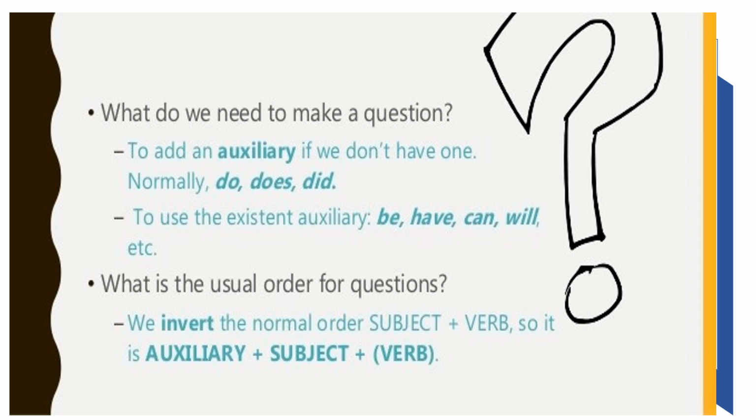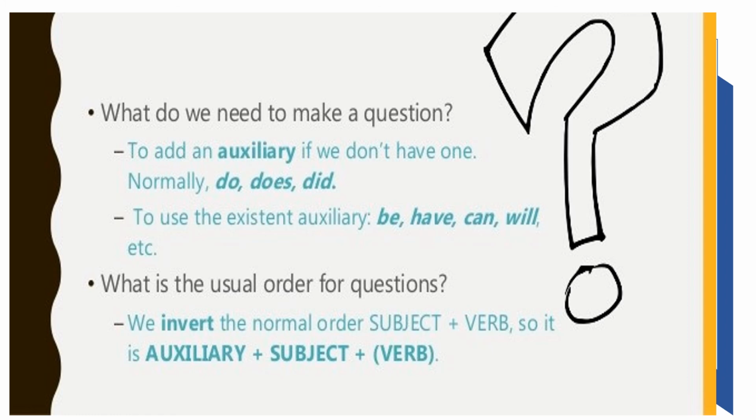Add an auxiliary verb if we don't have one, normally do, does, did. We use do and does in the present simple. We use do with plural pronouns and does with singular pronouns. What about did? We use did in the past simple tense, as we studied before.